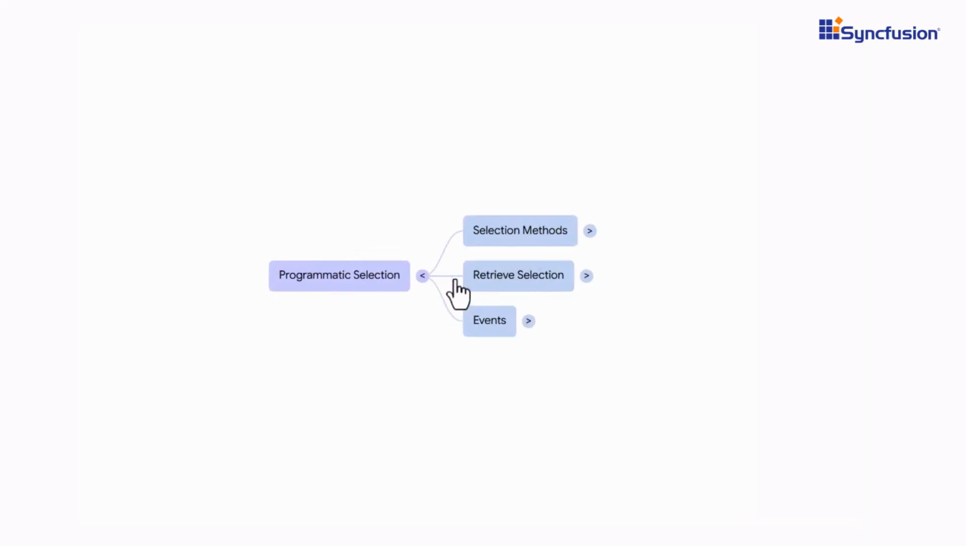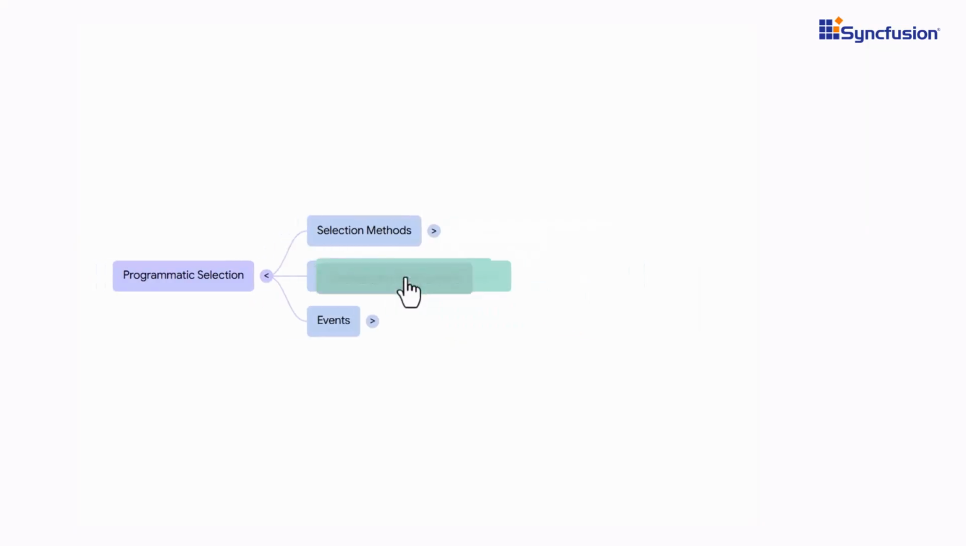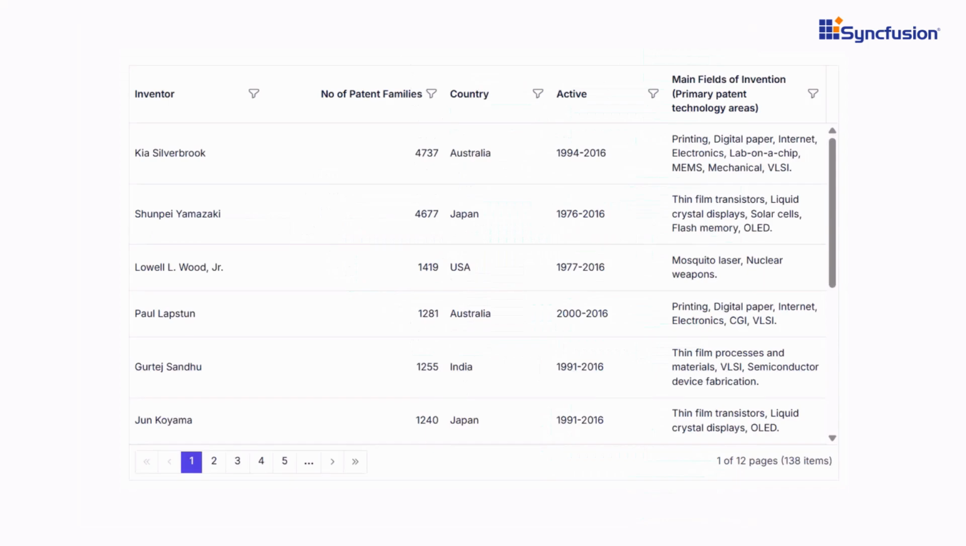You can also take full control programmatically to manage selections, retrieve the selected records, and customize the selection workflow through built-in methods or events. So far, you've seen how the Syncfusion Blazor DataGrid gives you full control over data selection and interaction.